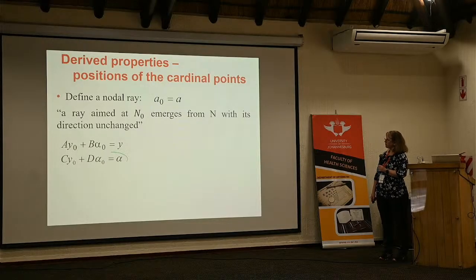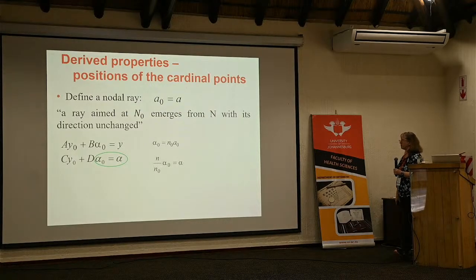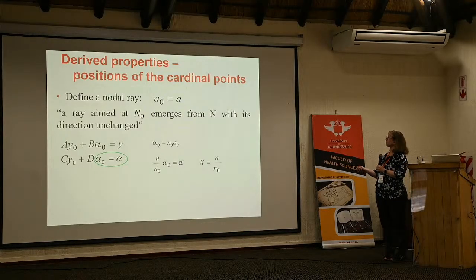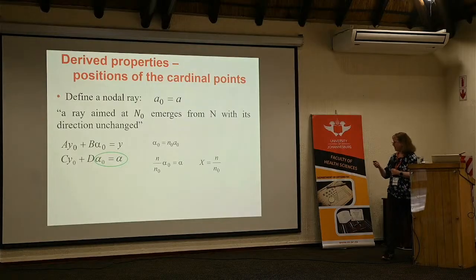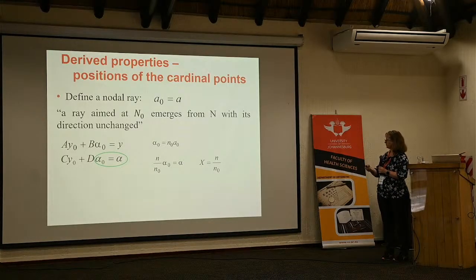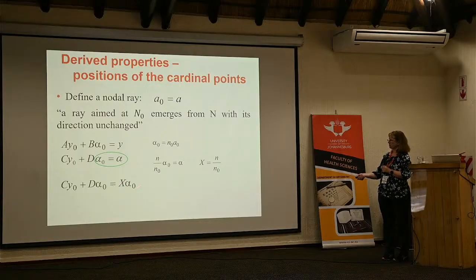So from our equations, if we look at that little relationship and this relationship, we can do a little bit of manipulation. We multiply both sides by N naught over N naught and N over N, and we get this relationship, which we're going to say that X is this ratio, N over N naught. We can now substitute this relationship into here, so instead of alpha, we've got X alpha 0.